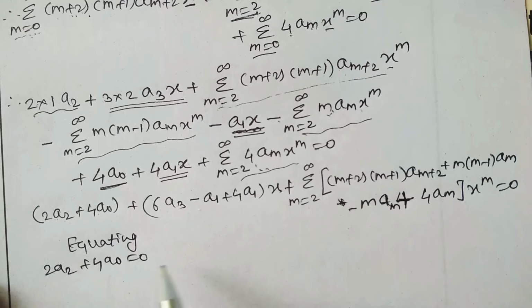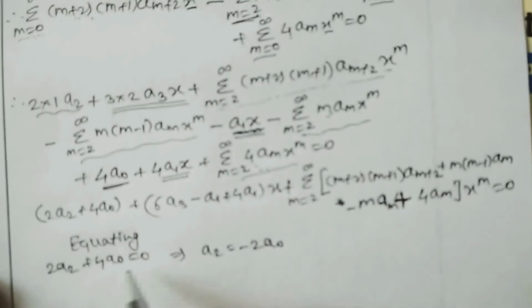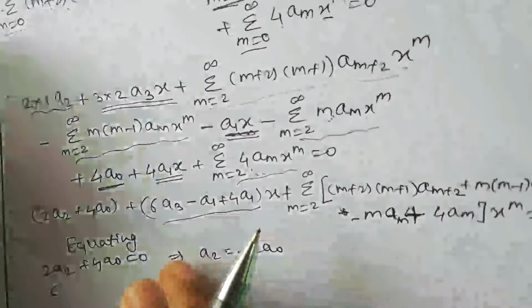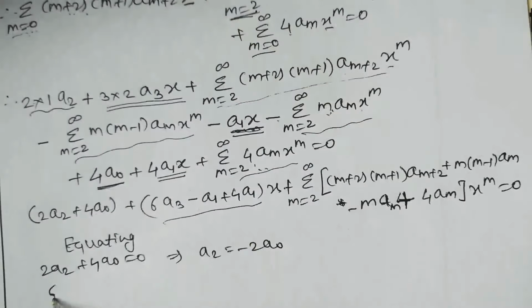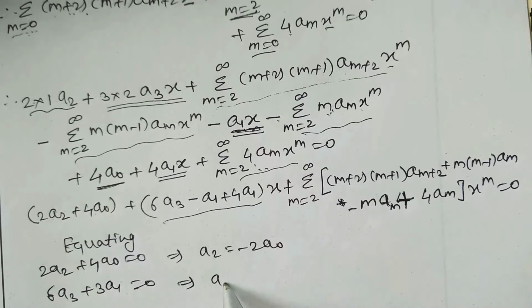So find out the value of a2 in terms of a0. So we will get a2 equals to minus 2a0. Then we equate the coefficient of x to 0. So we will get 6a3 minus a1 plus 4a1, that means 3a1 equals to 0. This implies a3 is equal to minus 3 upon 6, that is minus 1 by 2 a1.